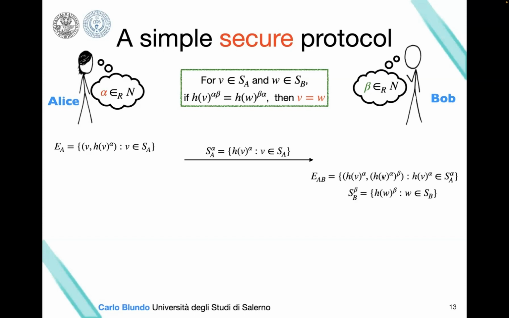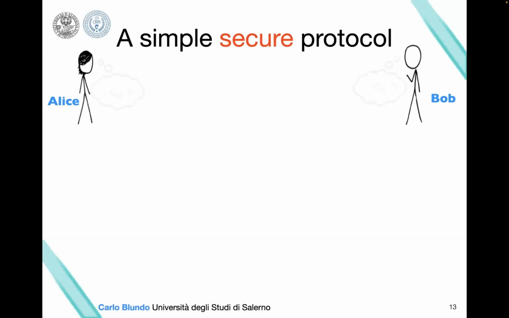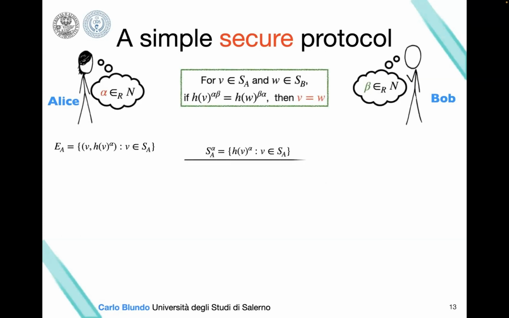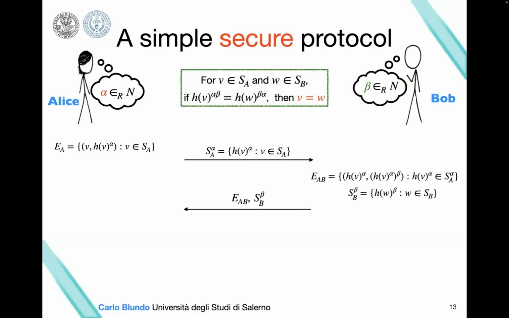So there is a double encoding. Each value held by Alice is encoded first by alpha and then by beta, and Bob sends both sets to Alice. At this point, Alice can compute the intersection. She has to do some computation. She can compute the sets where to each item in her set is associated an encoding of the item raised to alpha to the beta.